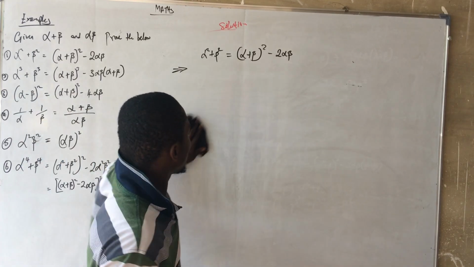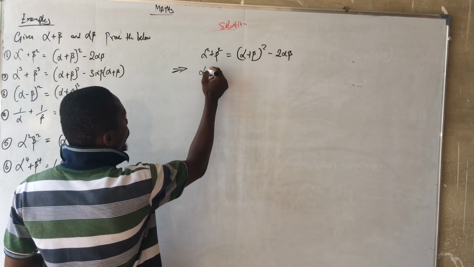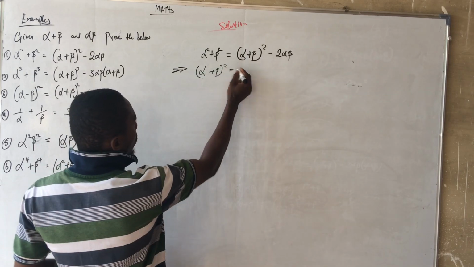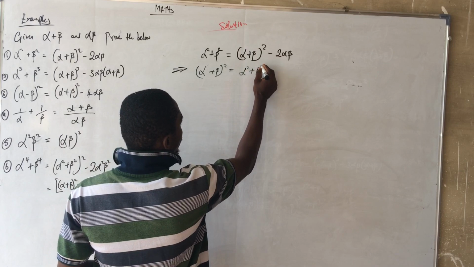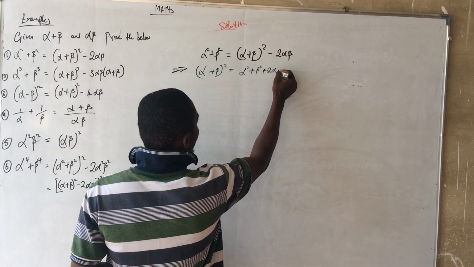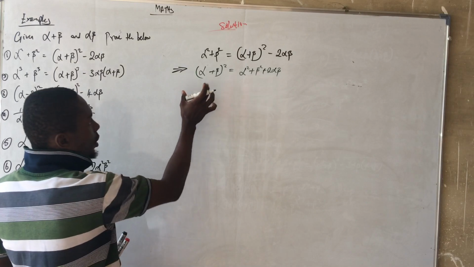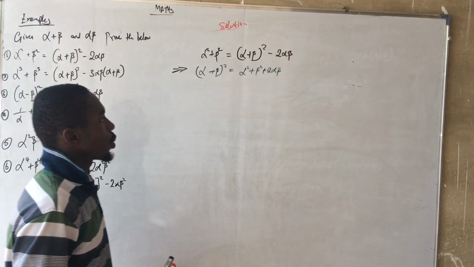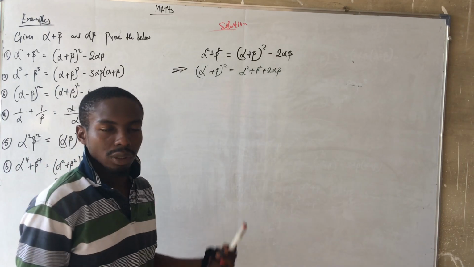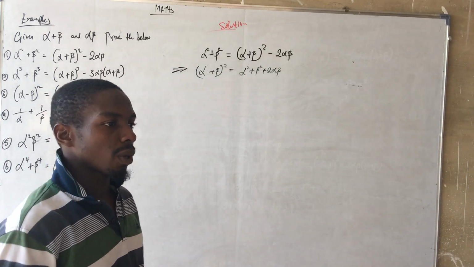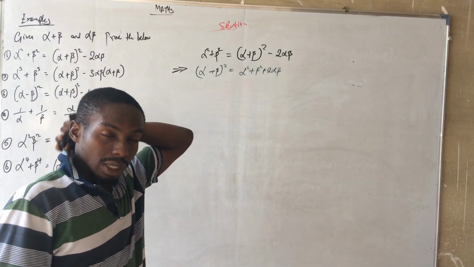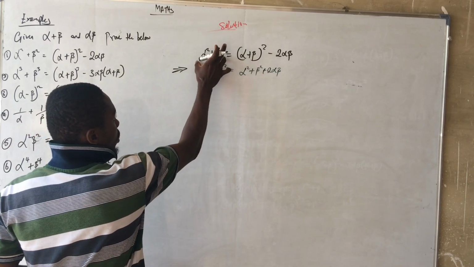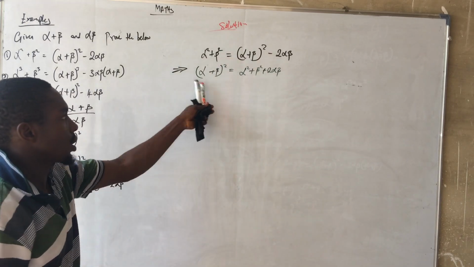So now I say that alpha plus beta all squared is now equal to alpha squared plus beta squared plus 2 alpha beta. So now this is equal to this, but I want this alpha plus beta to stand alone. So what I'm going to do now is add to both sides one algebra expression, not to make the two sides equal, because this is equal to this.